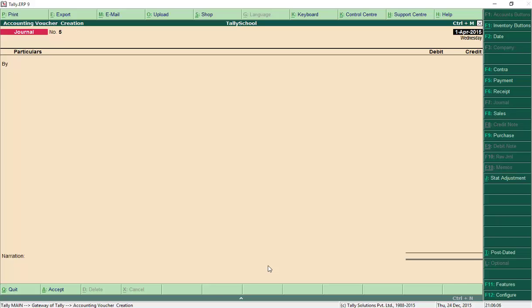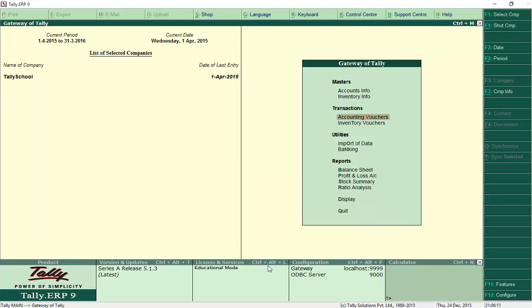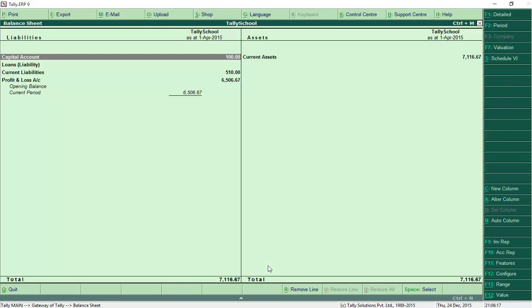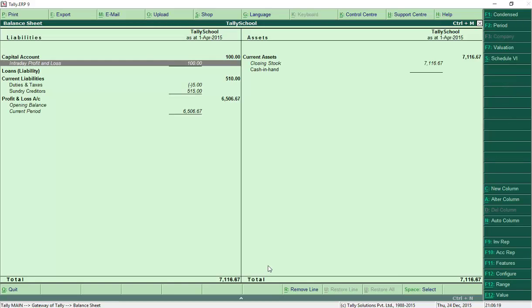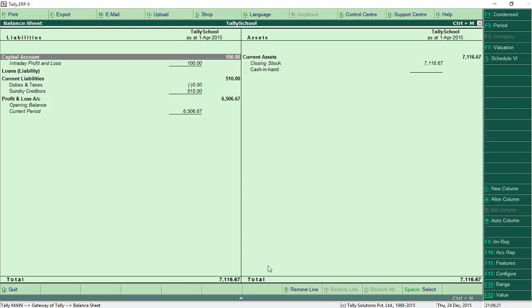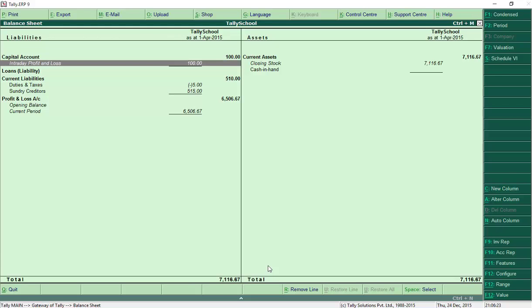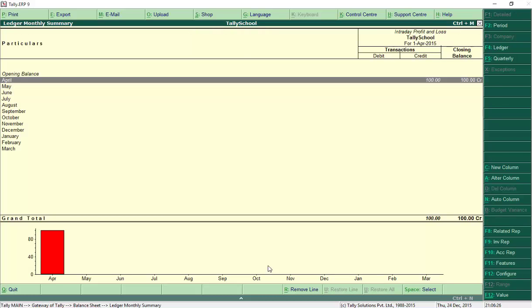So first of all, we'll come back to the gateway of Tally by pressing escape, and we'll move on to the balance sheet to see the effect of what we have done right now. So select balance sheet, press Alt plus F1, and as you can see, under capital account, intraday profit and loss, credit balance 100. So if we go in there, 100 rupees is the credit balance, the profit of intraday profit and loss. Because we are an investor, it will show on the capital account.